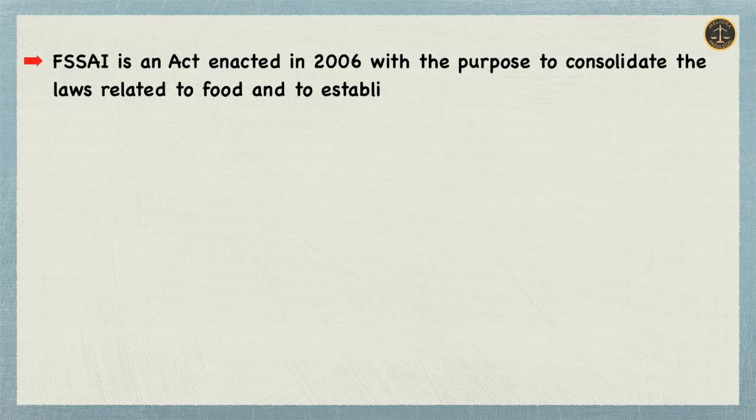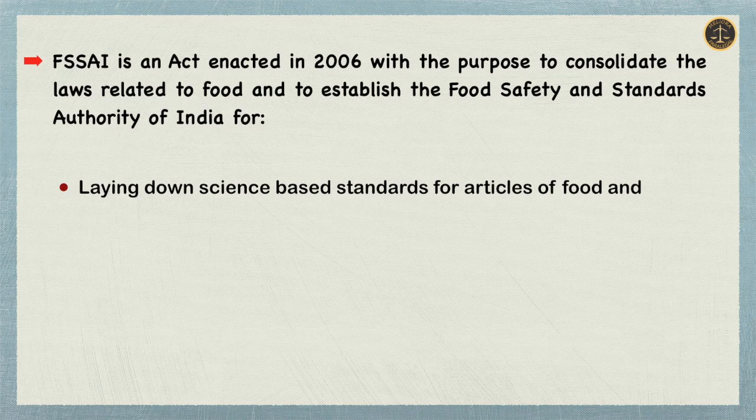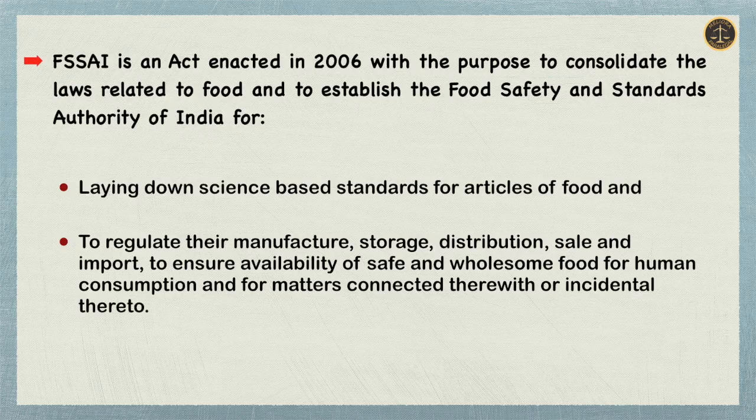FSSAI is an act enacted in 2006 with the purpose to consolidate the laws related to food and to establish the Food Safety and Standards Authority of India, laying down science-based standards for articles of food and to regulate their manufacture, storage, distribution, sale and import to ensure availability of safe and wholesome food for human consumption and for matters connected therewith or incidental thereto.